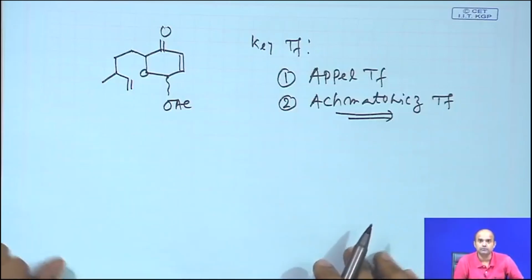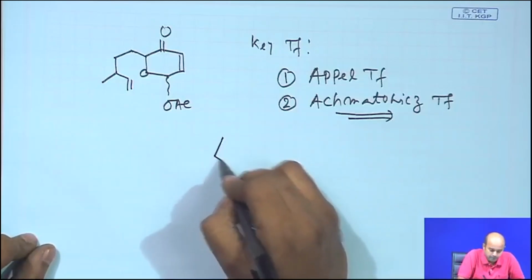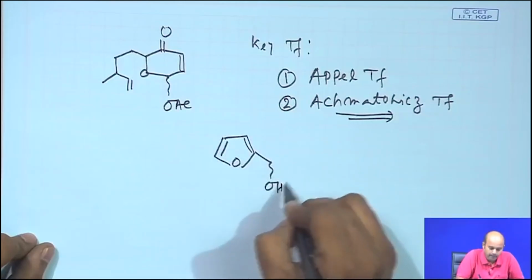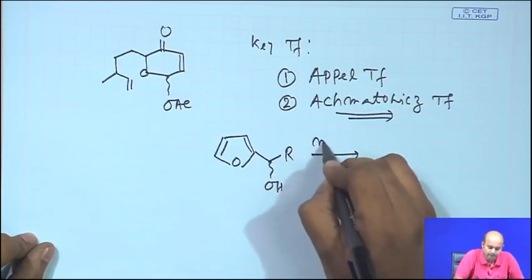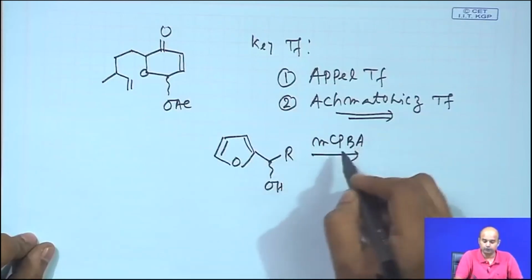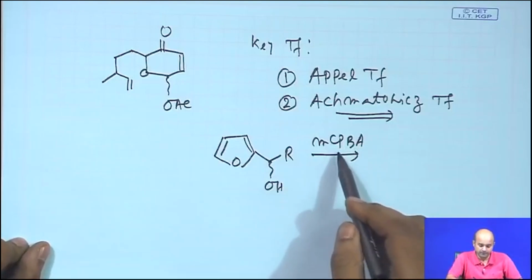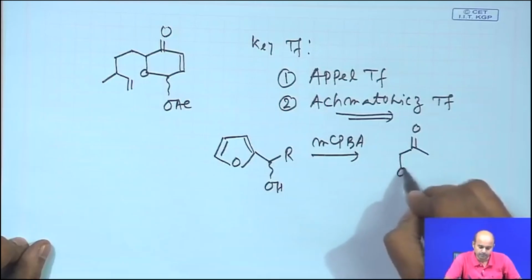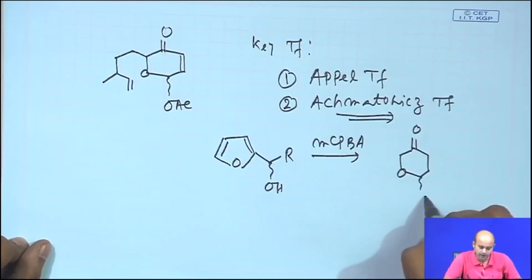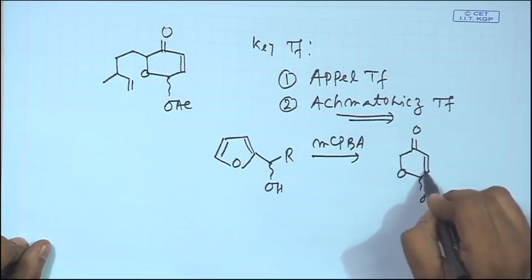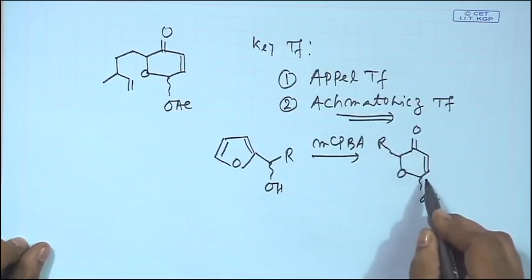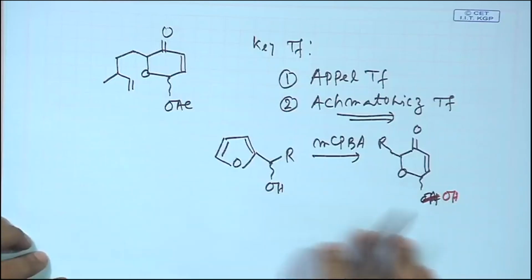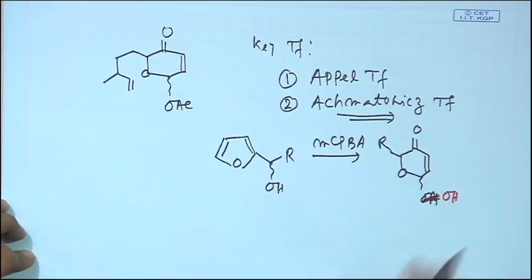this Achmatowicz reaction by treating this furyl carbinol with mCPBA. There are other reagents also which can facilitate this Achmatowicz reaction, and that will give you a very nice access to this kind of compound. This is OH, this is OH. So, the Achmatowicz reaction is very useful, and eventually you can access this kind of compounds.